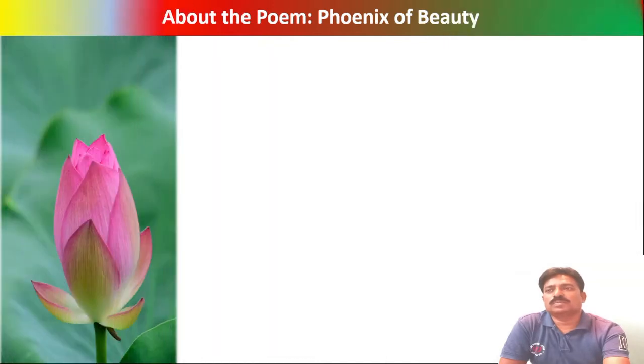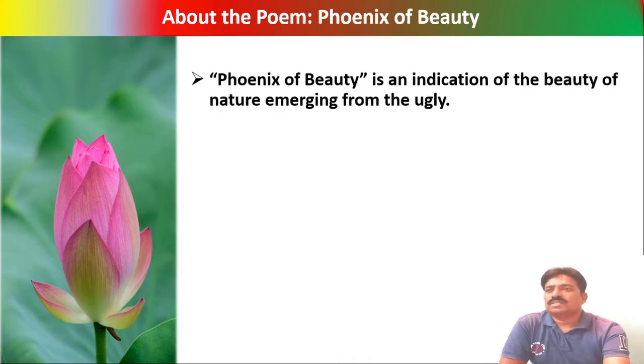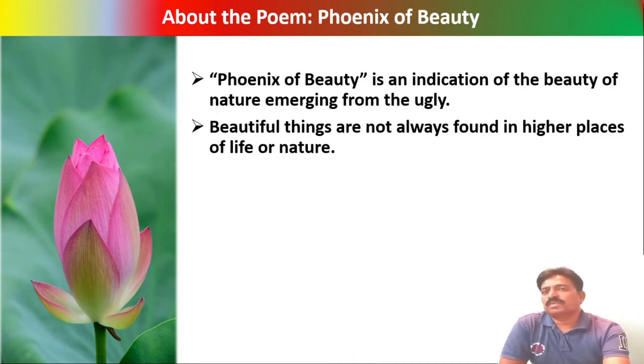Now let's move on to the introduction to the poem. Before going to understand the poem in depth, let us have a bird's eye view of this poem. Saumitra Chakravarthy's poem, Phoenix of Beauty, is an indication of beauty of nature emerging from the ugly. Using the metaphor of the lotus flower, the poet wants to bring home the fact that beautiful things are not always found in higher places of life or nature. Instead, they can evolve from the lowest of places too.